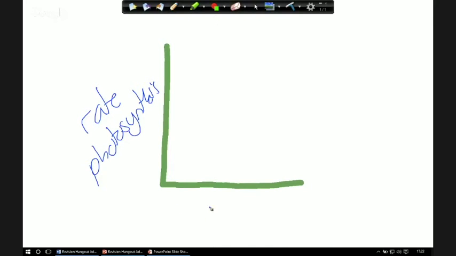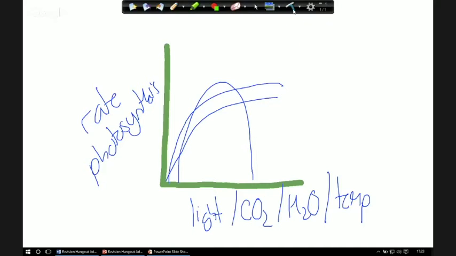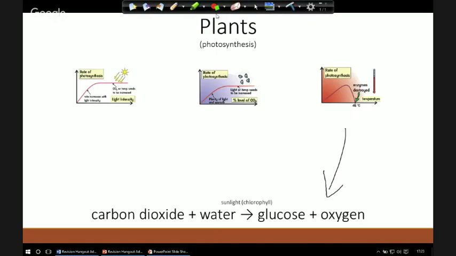And then you're going to have some difference. So this could be the amount of light, or it could be the amount of carbon dioxide, or perhaps the amount of water, or even the temperature. And you're going to need to graph for each particular one what's going on. So let's have a very quick look. Our first one here on the left-hand side is light.